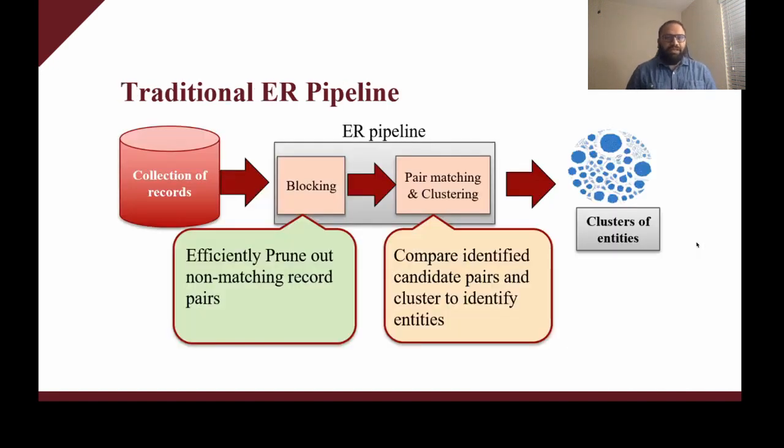Let us look at a traditional ER pipeline first. Traditional ER pipelines consist of two main components. The first component is called blocking. Blocking aims to efficiently prune out pairs of records that refer to different entities and generate a small set of candidate record pairs that are considered for subsequent stages of the pipeline. The second component is pair matching and clustering. This component compares the input candidate pairs and forms clusters referring to different entities.